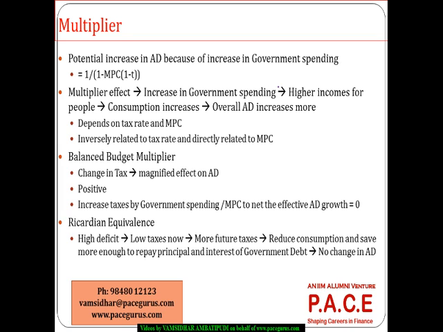Then the other dimension to look at, just like we have seen a kind of fractional reserve banking system where we have looked at the money multiplier, which is defined as the number of times the deposits are above the original cash. Even in case of fiscal policy, we talk about some kind of a multiplier.